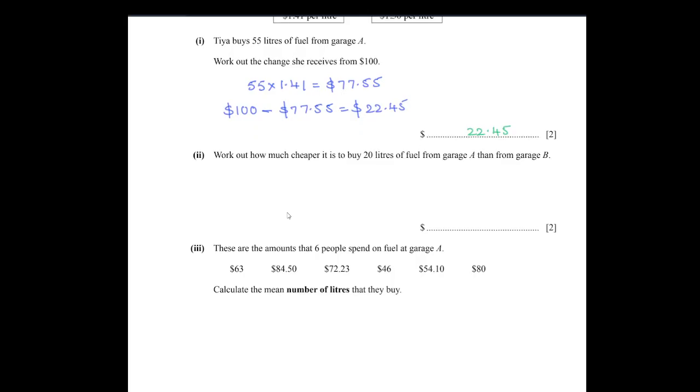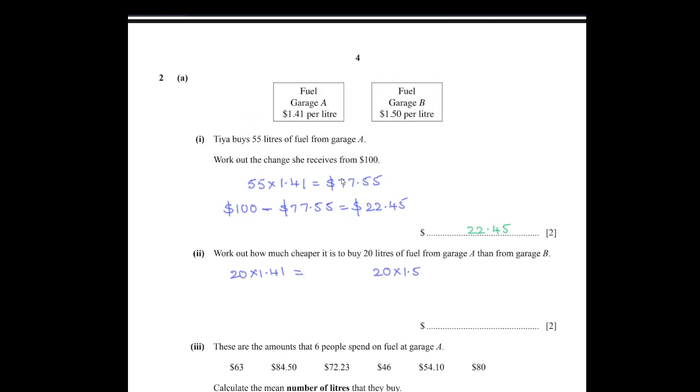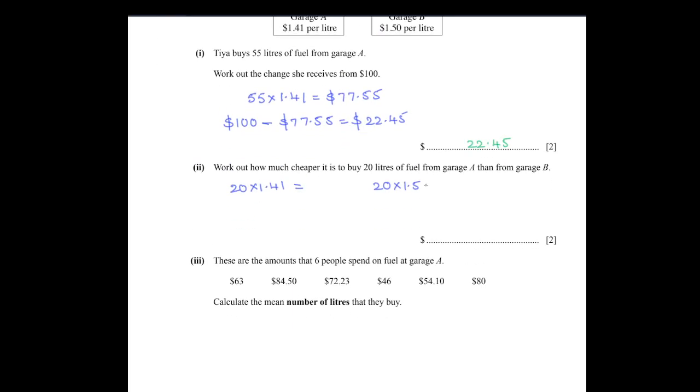Question number 2. Work out how much cheaper it is to buy 20 liters of fuel from garage A than from garage B. So that means this is a comparison. So we have to find out both the costs first. It will be 20 times 1.41, find the answer, and then 20 times 1.50. The cost of 1 liter is 1.50, right? Take that, find out.